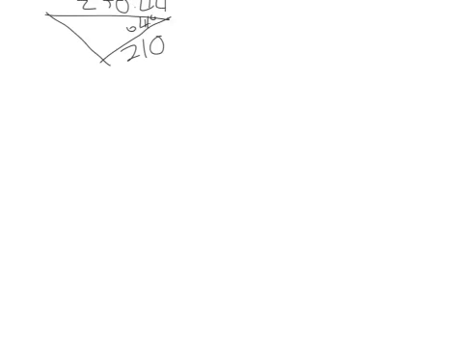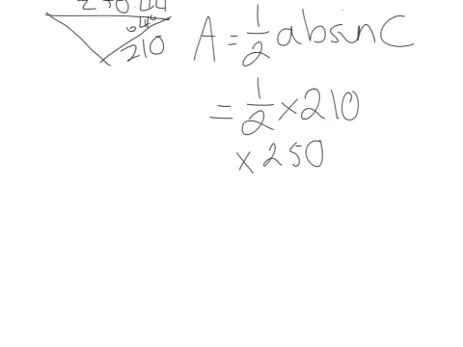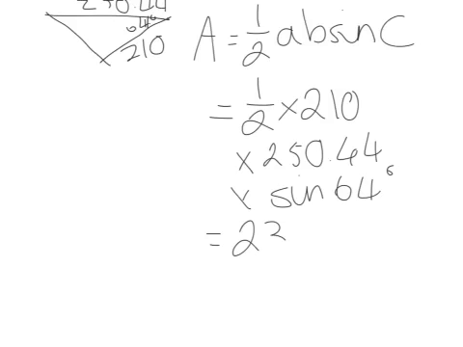So we now have enough information to do area equals half AB sine C. So area is equal to half of 210 times 250.44 times sine 64. And if we carry out that calculation, we will get 23,634.87 meters squared.